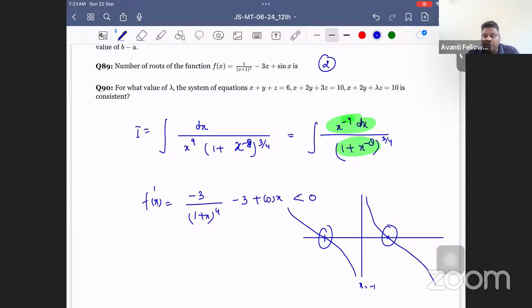Well, that would be all from my side. One or two questions I did not do because I found them very easy and you can attempt them on your own. But yes, this is a good paper. The best thing I like about it is it has a blend of easy questions, tough questions, everything was there.